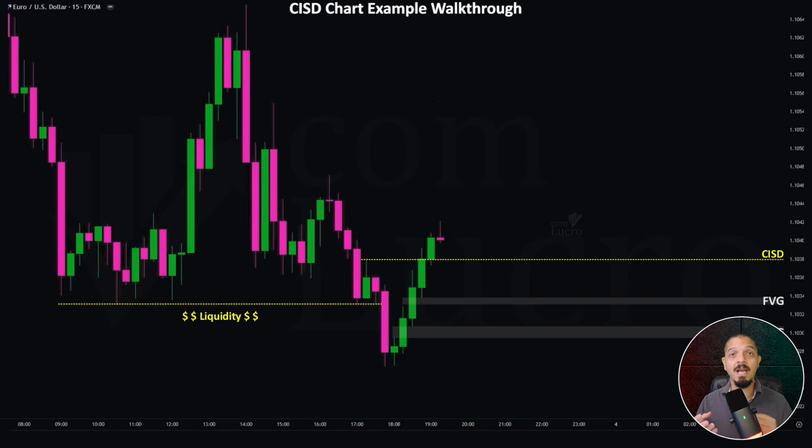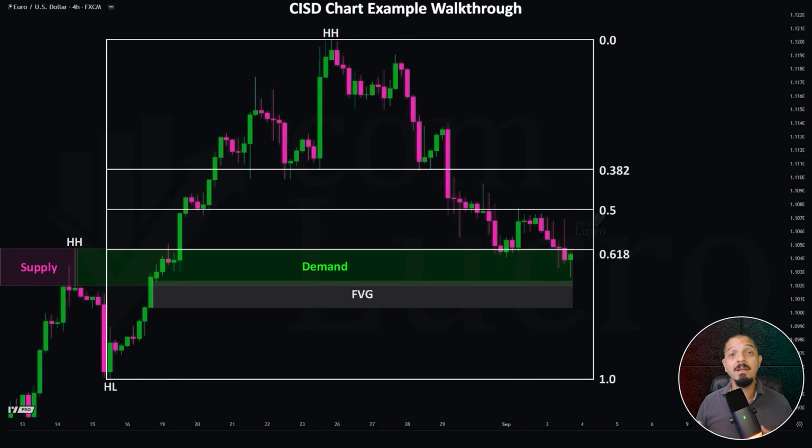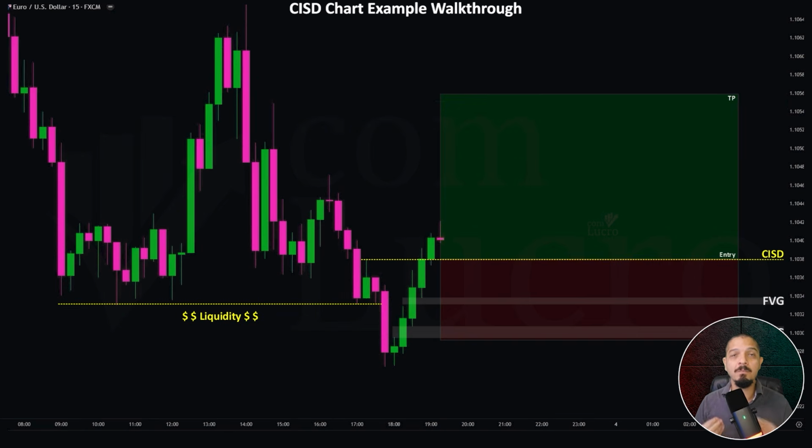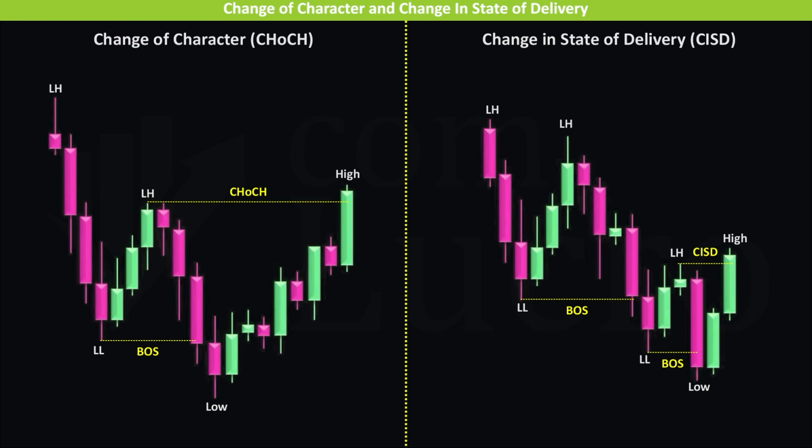When you understand how price transitions from control to execution, you can often detect reversals earlier and achieve better risk to reward. This is where the distinction between change of character and change in state of delivery becomes important. While both concepts describe market transitions, they highlight different aspects of how momentum and control shift within price action.